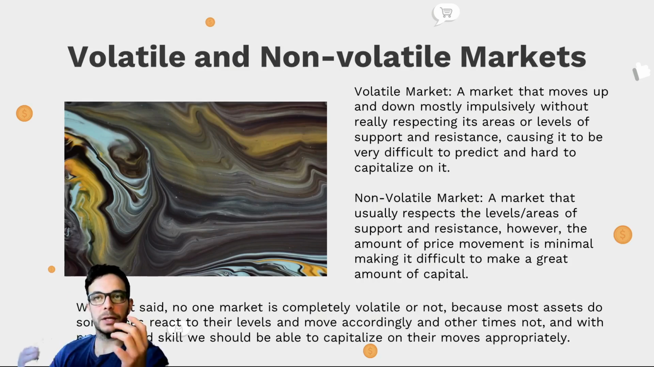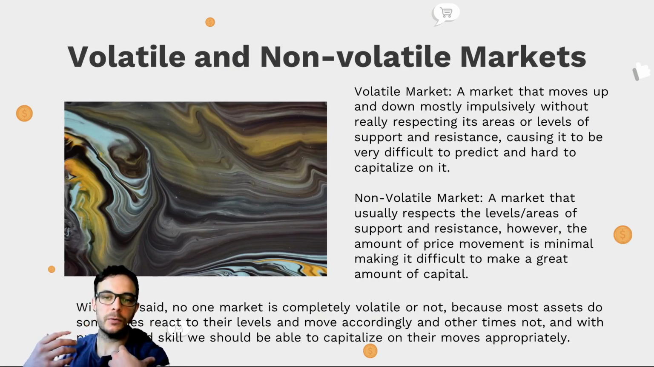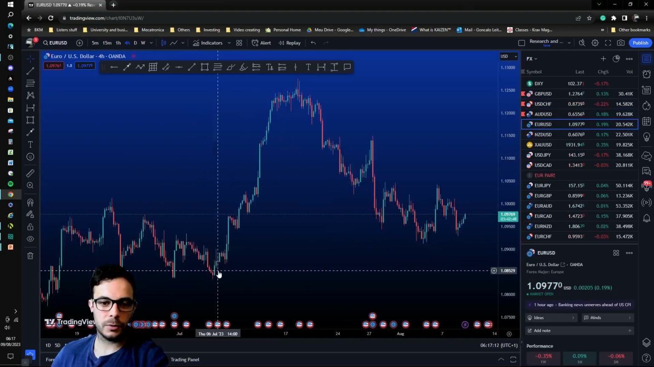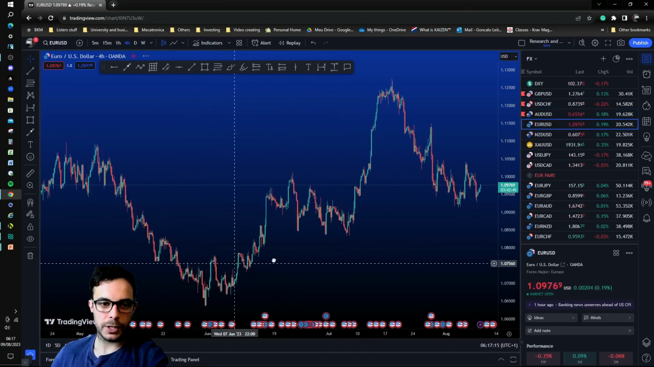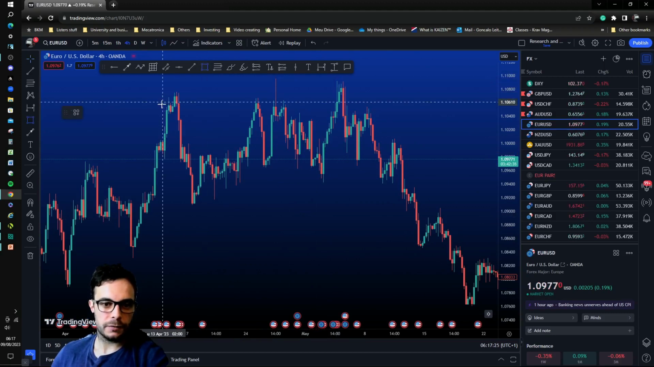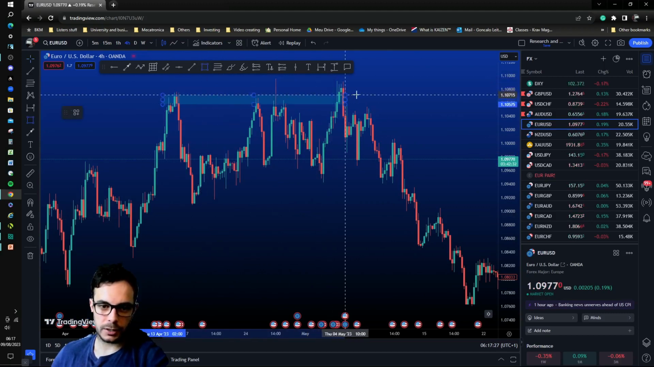In my perspective, I think there's not one market that is completely volatile or completely non-volatile. They're always in between that spectrum. Volatile and non-volatile is just for us to identify which markets are easier or not to forecast and make our analysis so that we can capitalize on their impulsive moves. Now let's see some volatile and non-volatile markets. For example, Euro USD. I think Euro USD is fairly non-volatile, but it has its moments.